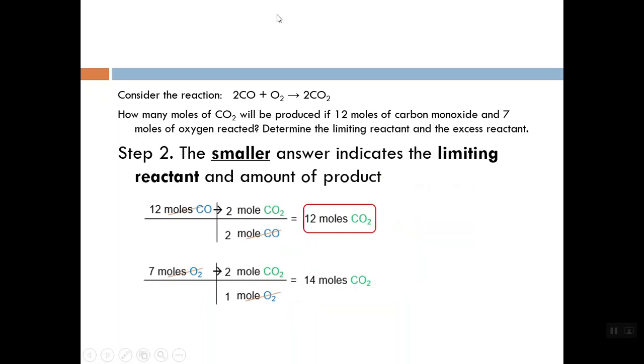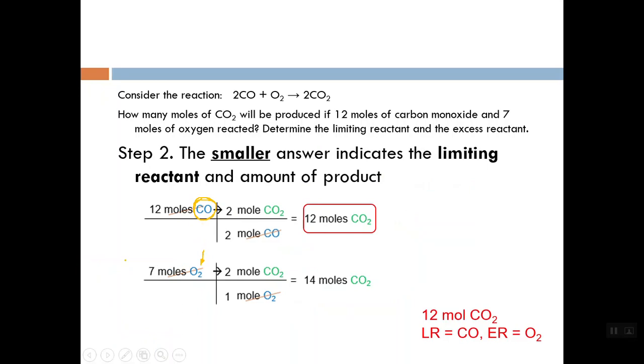So what is our limiting reactant? The reactant that runs out first then is carbon monoxide. This is what this is telling us, right? So what is in excess? O2 is in excess. All right, that's what's left over.